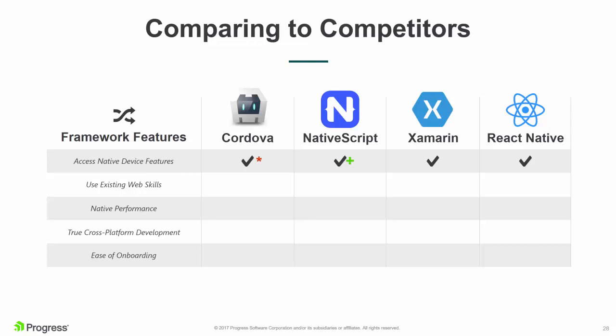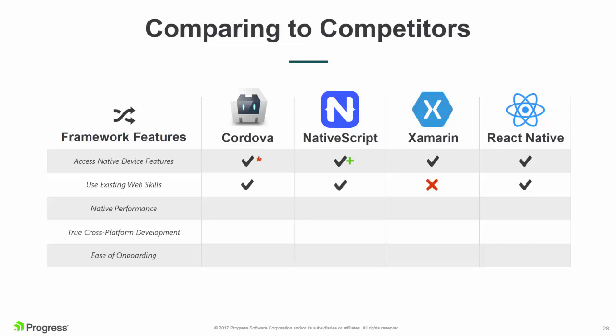frameworks. NativeScript, on the other hand, gets a check plus because it provides access to 100% of the native device APIs all the time. This is especially useful for when, say, the next iOS comes out. You don't have to wait for plugins to be updated. With NativeScript, you can use those APIs on day one, unlike Xamarin and React Native.